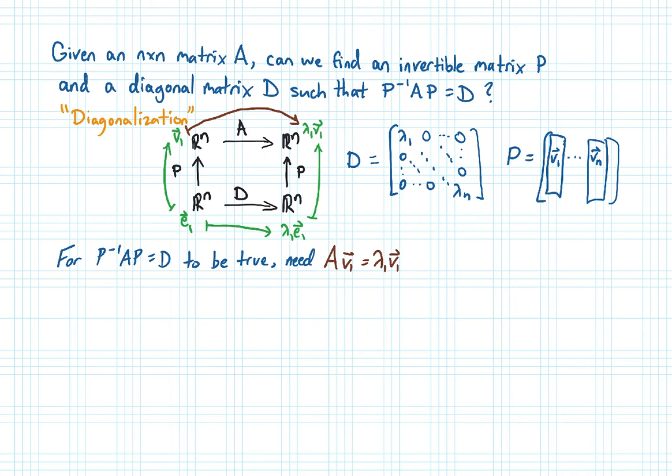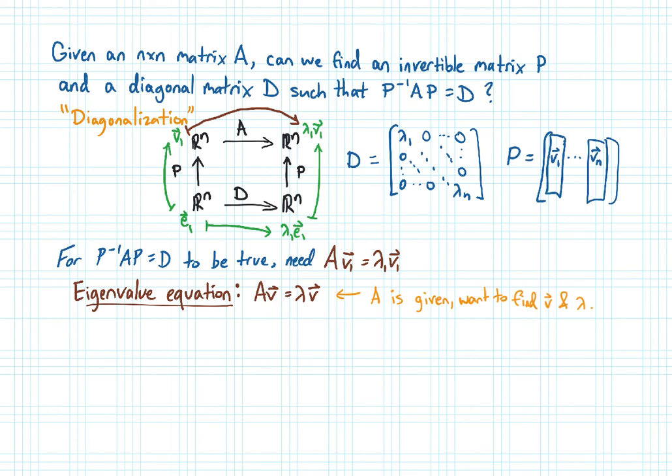A times v2 equals lambda 2 times v2. A times v3 equals lambda 3 times v3, and so on. So this kind of equation keeps coming up, where A times a vector is equal to a scalar multiple of that vector. And so it has a special name. It's called the eigenvalue equation. And you can see from the context where this equation appeared that what's happening here is that we're given the matrix A, and we're trying to find the v and the lambda that make this equation true.